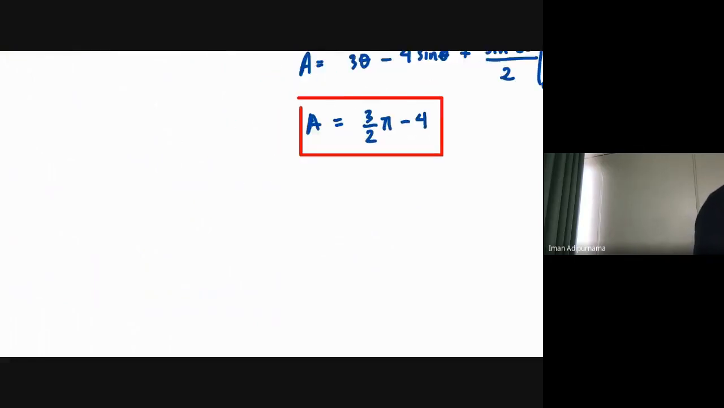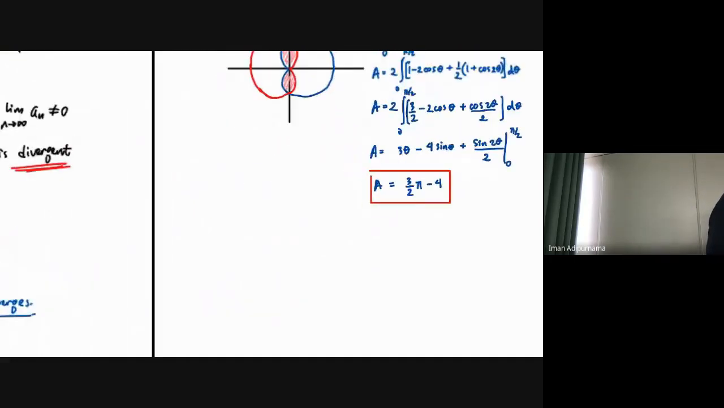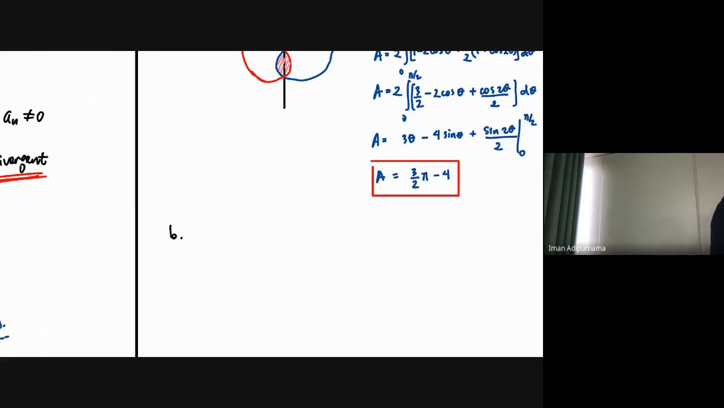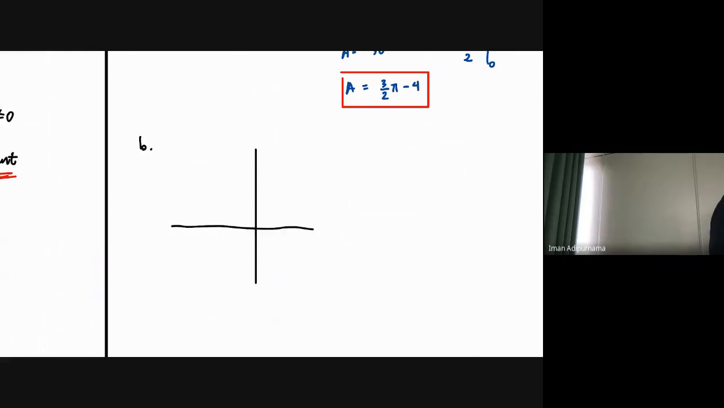The second one is the lemniscate. r squared equals 2 sine 2 theta. Okay, so let me draw. To help with drawing this, we can use this slide. Okay.